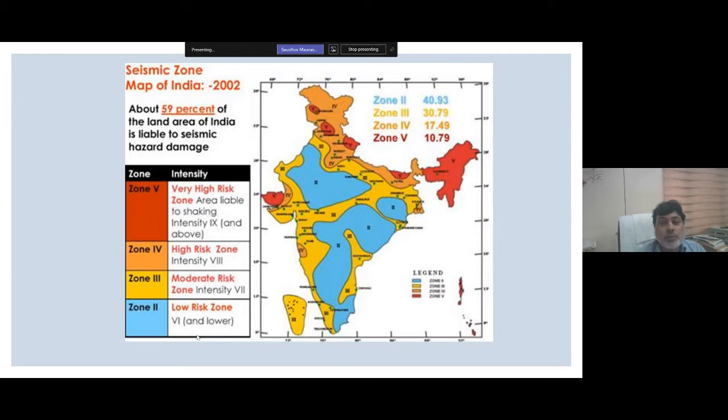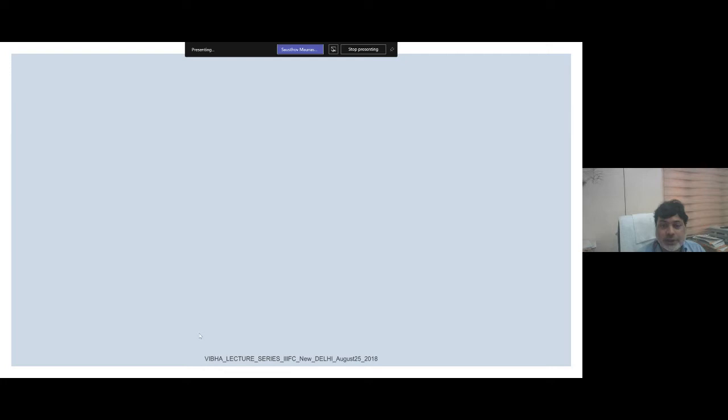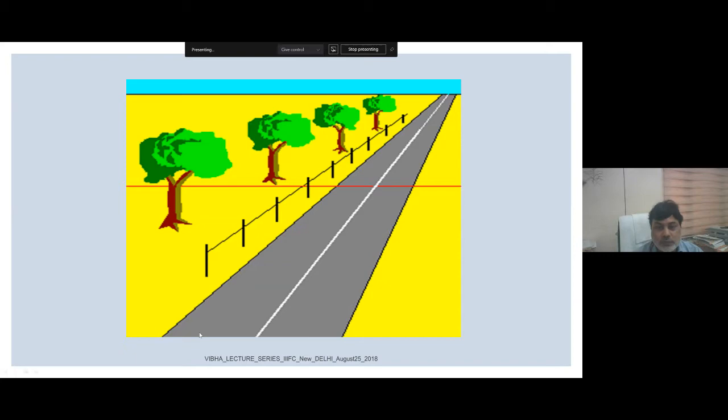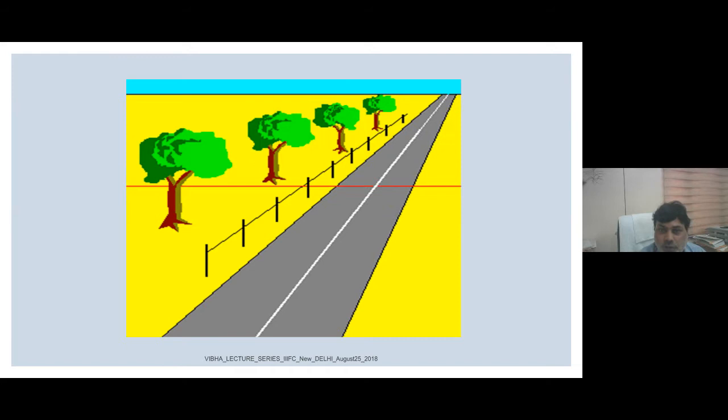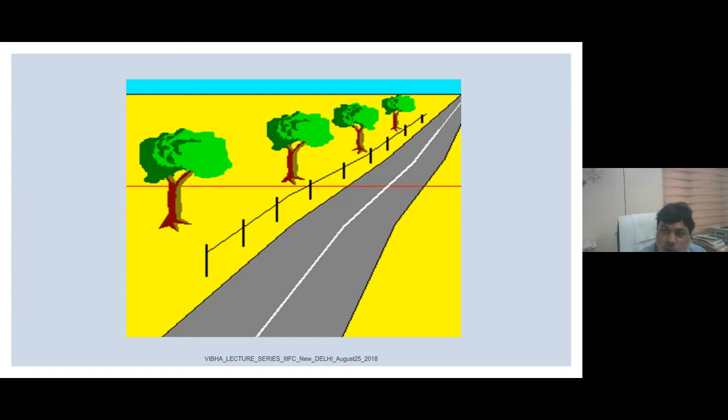And we are going to get this answer. If you see this cartoon, if the earthquake occurred and there are four trees, the impact of the earthquake shaking on the four trees is found to be different. Are you getting me?